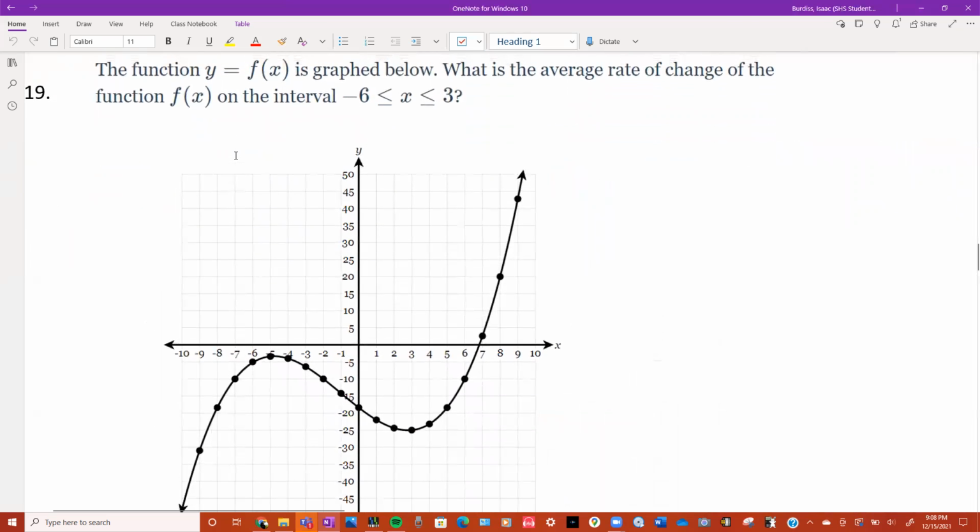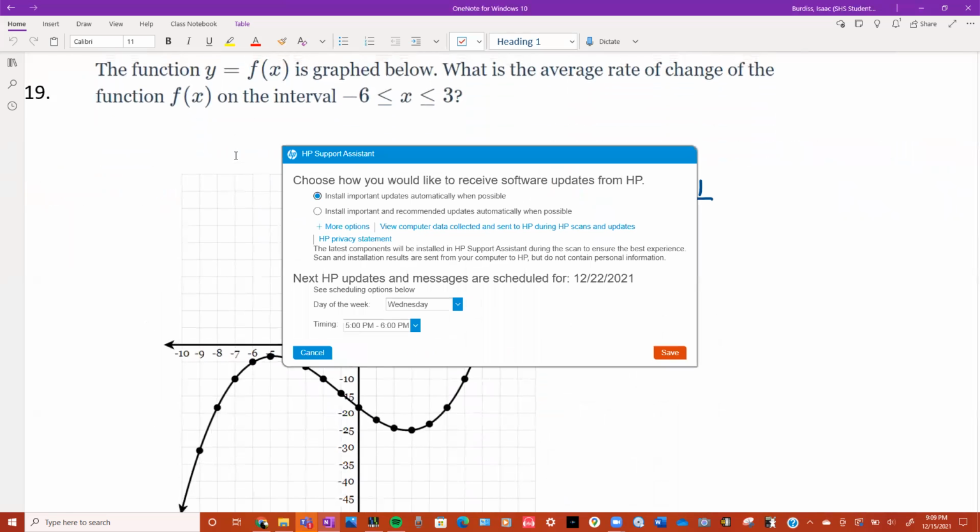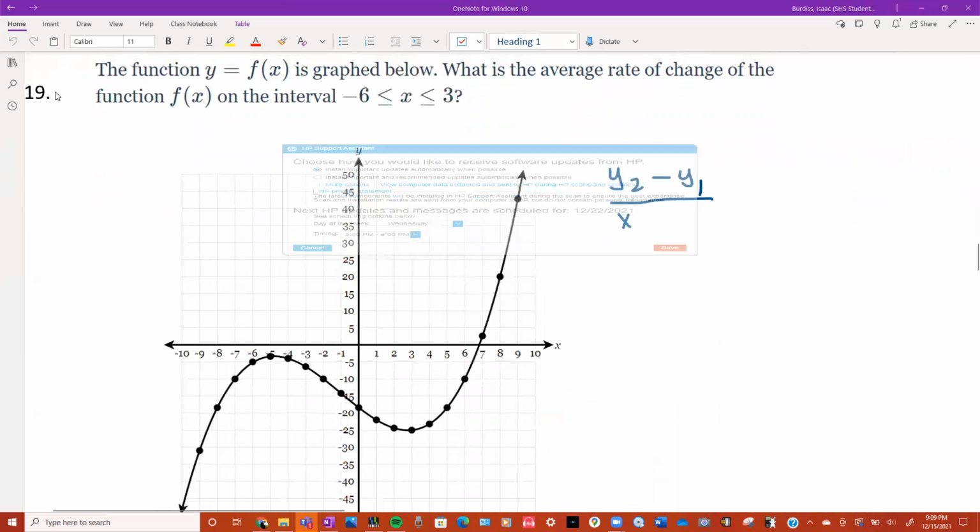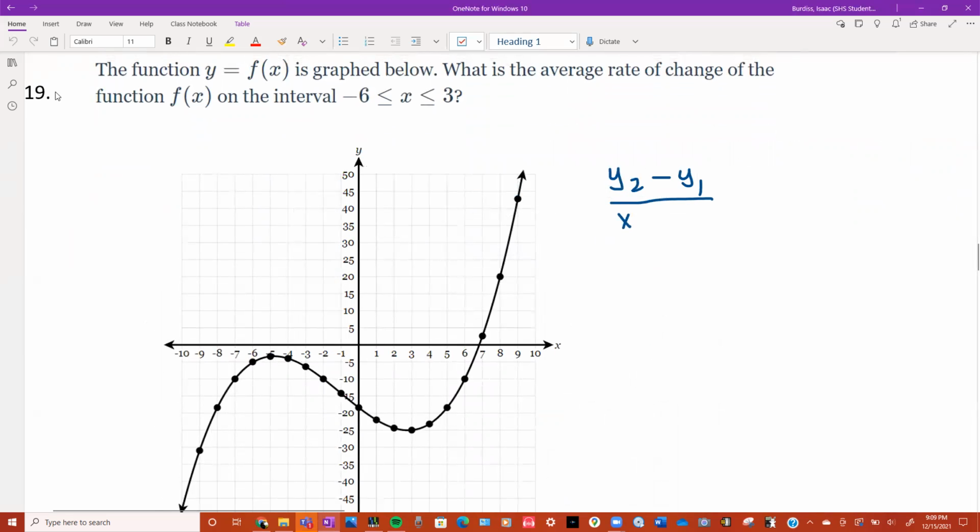And the average rate of change, you are not given the equation for that. So the equation for that is y2 minus y1 over x2 minus x1.